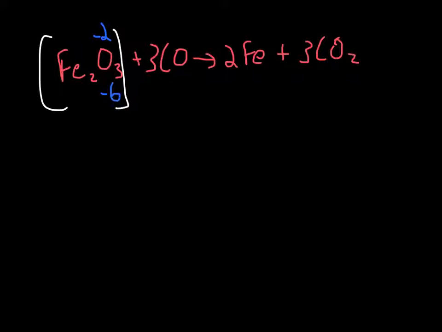And now, for Fe2O3, you could pretend there's a little plus 0 here. It has to equal 0. So, what do we have to have right here for it to equal 0? We have to have +6 to equal 0. But there's 2 of these, so it's going to be +3 for Fe.